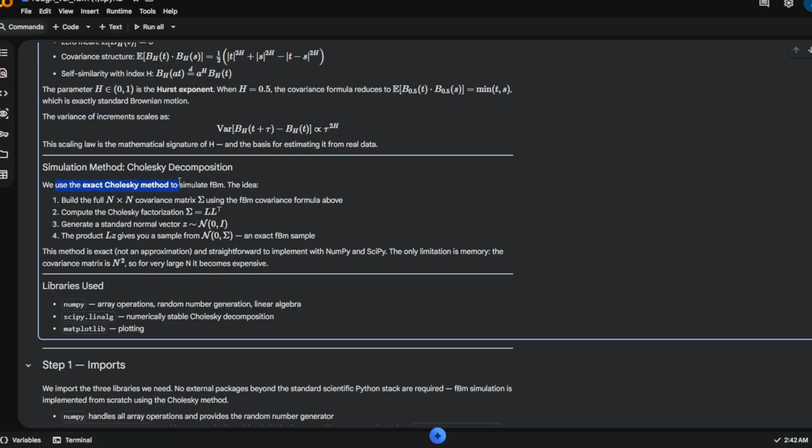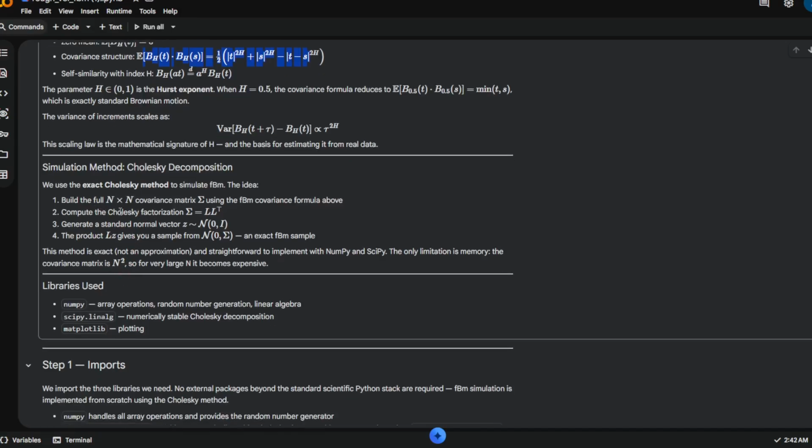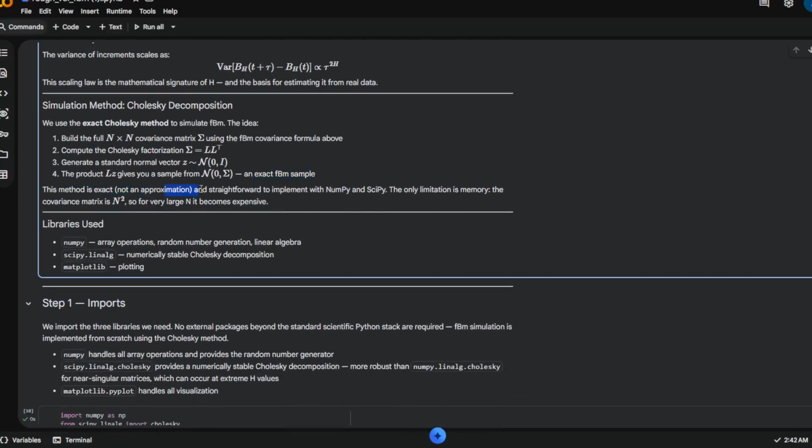We will use this method to simulate the fractional Brownian motion. The idea is to build the n by n covariance matrix using the covariance formula here, and then compute the Cholesky factorization and generate a random normal vector. The product gives you a sample with this distribution, which is an exact fBm sample. This method is exact, not an approximation, and is a straightforward implementation with NumPy and SciPy. The only limitation is memory. The covariance is n squared, so for large n it becomes expensive.